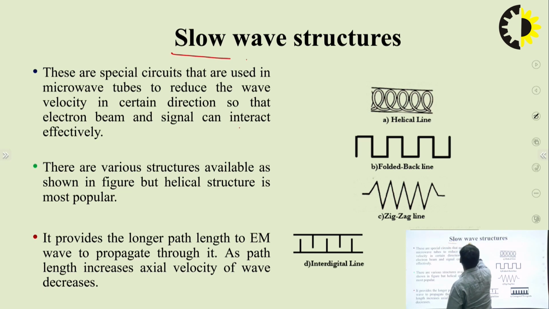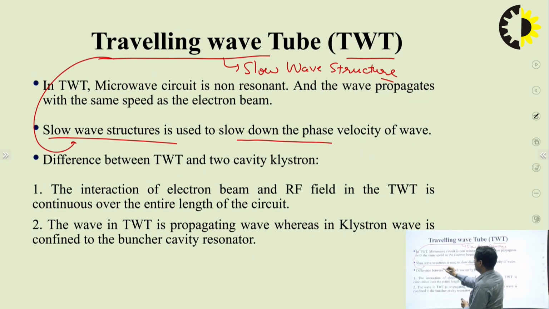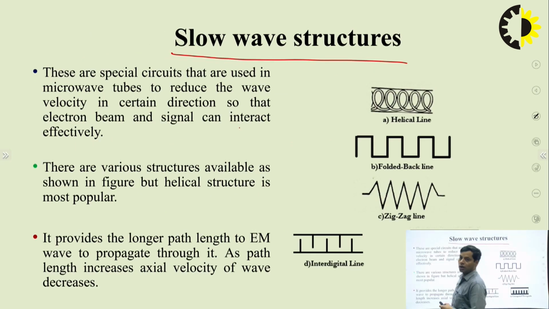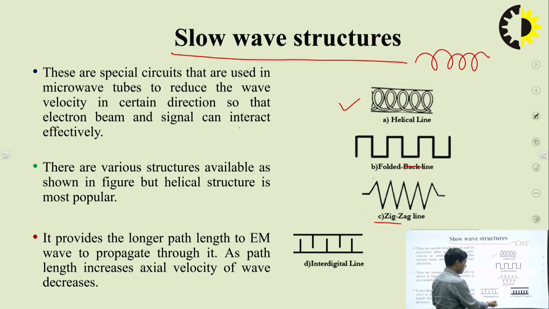So the main principle that we are going to use for this TWT amplifier is the slow wave structure, which I already emphasized. So first of all, we will see the slow wave structure. There are four different categories of slow wave structure that we can use. The first one is the helical line structure, either like this one, or you can use folded back line, zigzag path line, interdigital line, and as well as the corrugated waveguide.